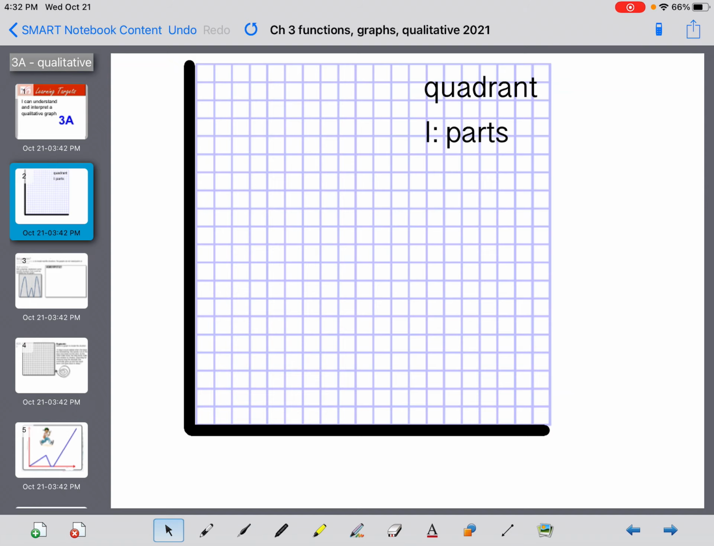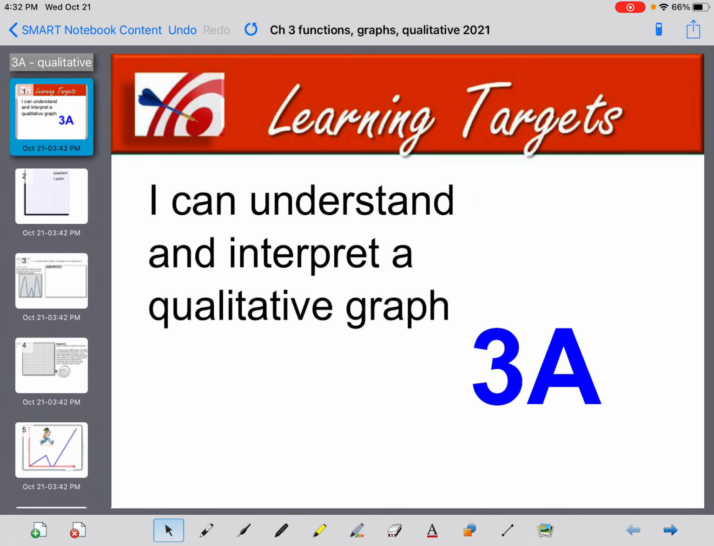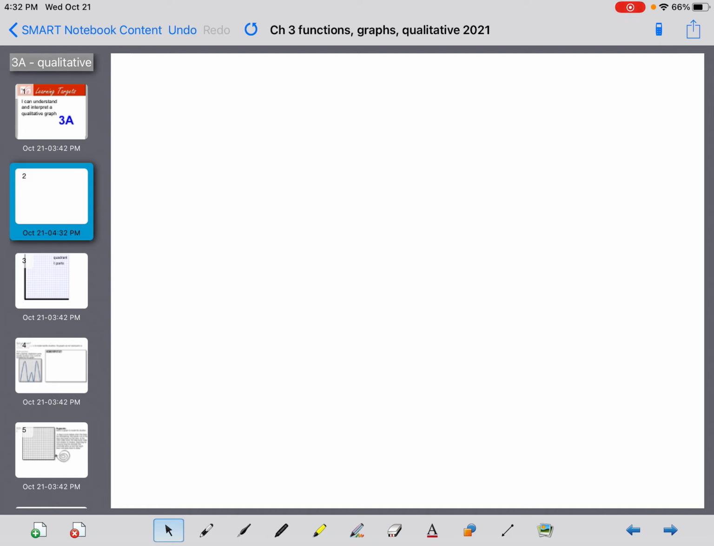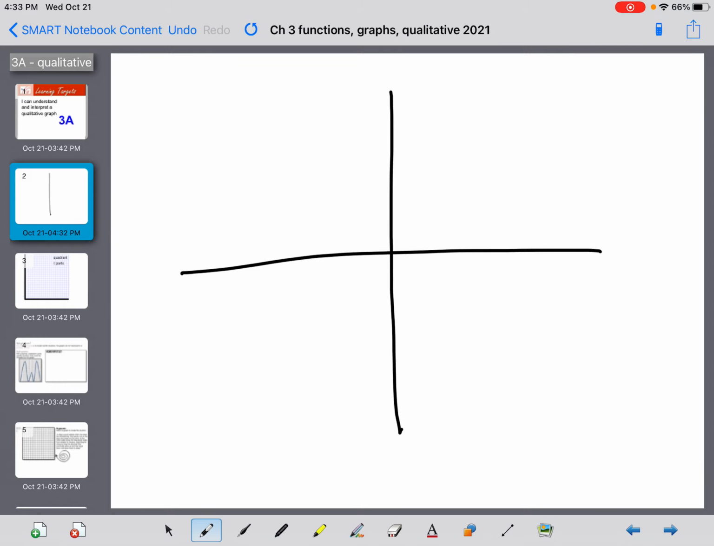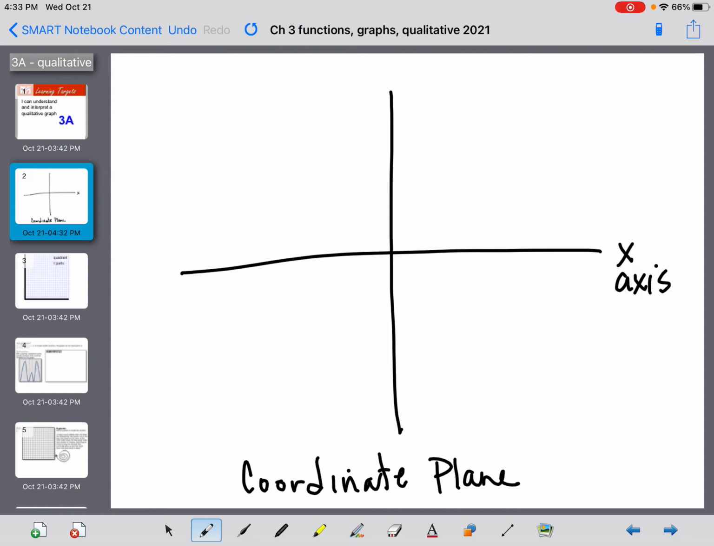So the first thing that we want to do, I'm going to go back here and add a page in here because I want to do a little bit of review from 7th grade graphing, right? The first thing we need to remember is that I have these two axes and it creates what's called the coordinate plane. And the coordinate plane is just a graph where I have an x-axis and a y-axis.